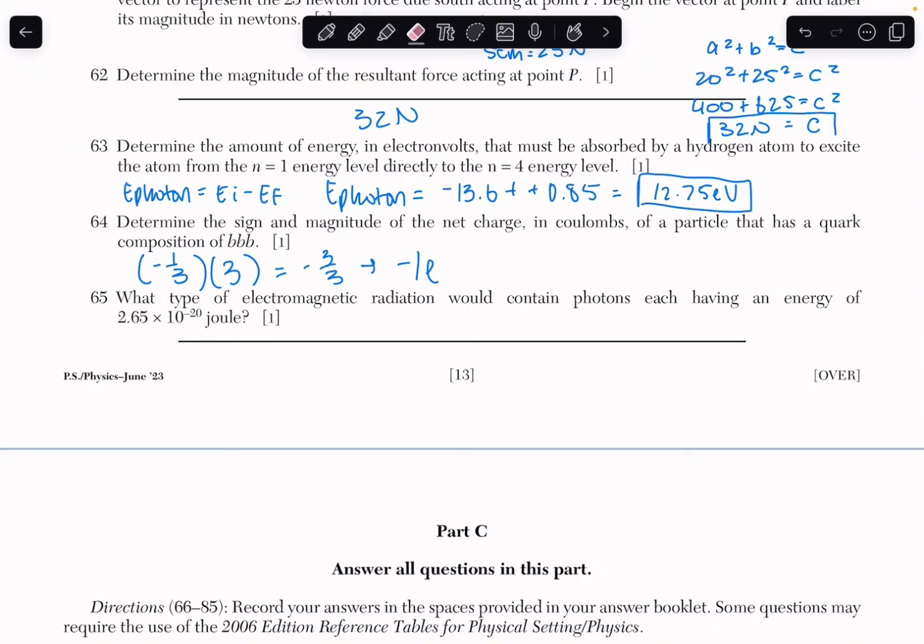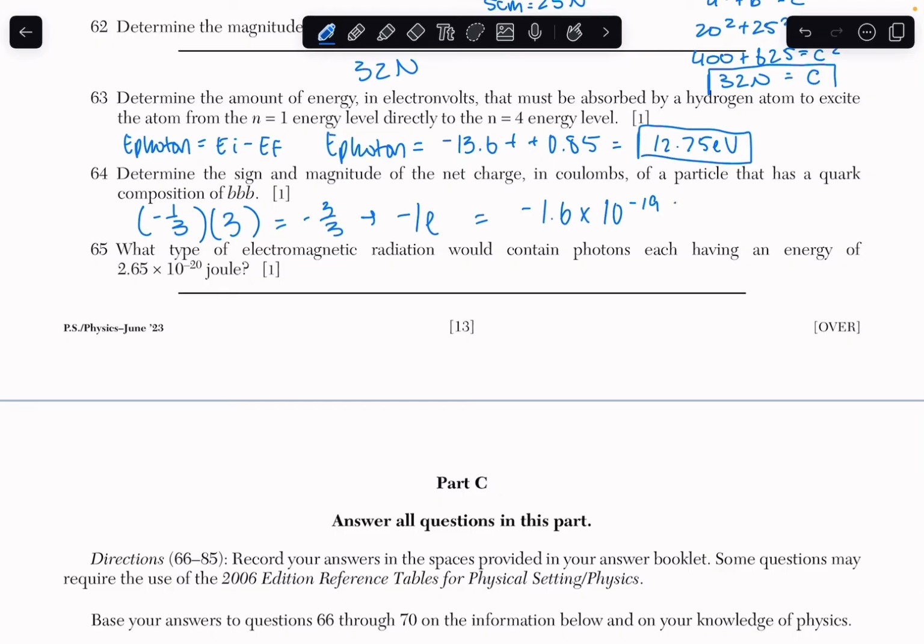So, to find what one electron is in coulombs, we have to remember that an electron is an elementary charge. If you look back at the reference table, one electron, or a negative elementary charge, is equal to negative 1.6 times 10 to the negative 19th, and this is in coulombs.